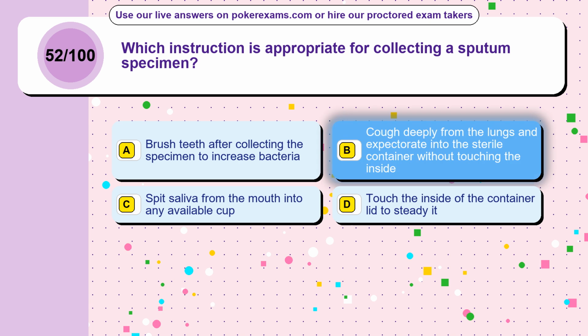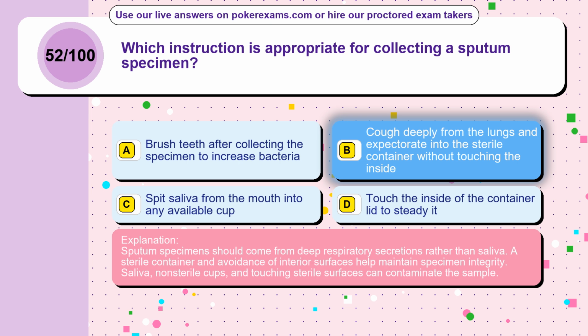The correct answer is option B. Cough deeply from the lungs and expectorate into the sterile container without touching the inside. Sputum specimens should come from deep respiratory secretions rather than saliva. A sterile container and avoidance of interior surfaces help maintain specimen integrity. Saliva, non-sterile cups, and touching sterile surfaces can contaminate the sample.